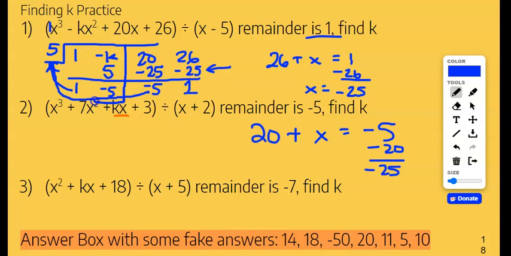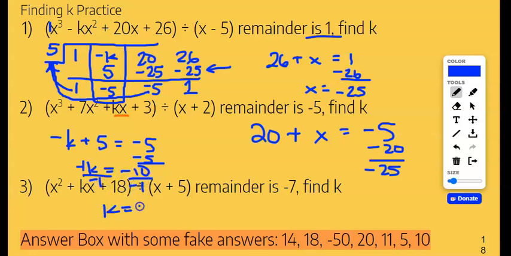And again, now that I got all that, I can ask myself, negative k plus something is equal to negative 5. Get rid of positive 5 by subtracting 5 to make negative 10. And I still got a negative on my k, which is a negative 1. I divide both sides by negative 1, and I got a final answer of k equals 10.